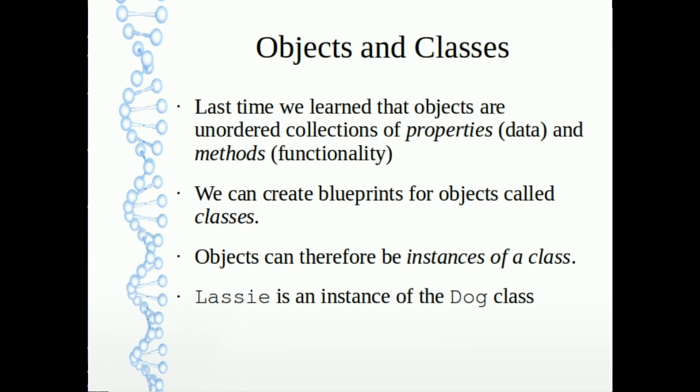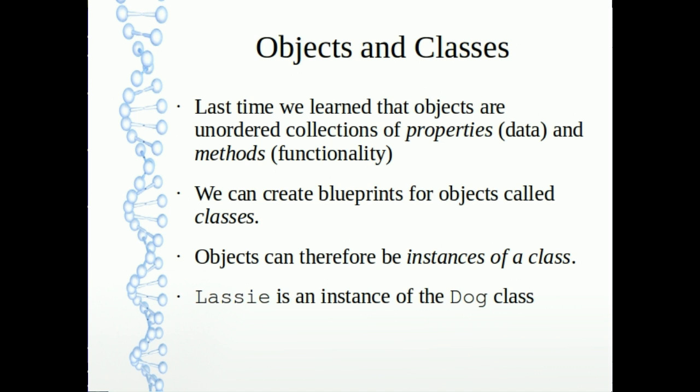So far in this series, we've learned that objects are unordered collections of properties, meaning data, variables, sometimes termed fields, and methods, by which we mean functions. And therefore properties are things an object has, for example name, age, height and weight, whilst methods are things an object can do, for example run, swim, fly, walk, and so on.